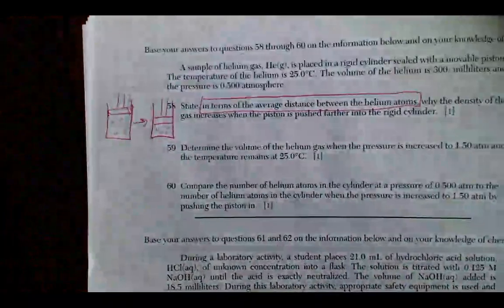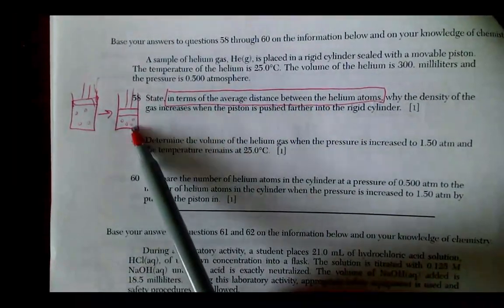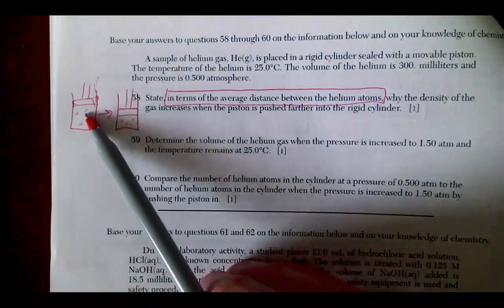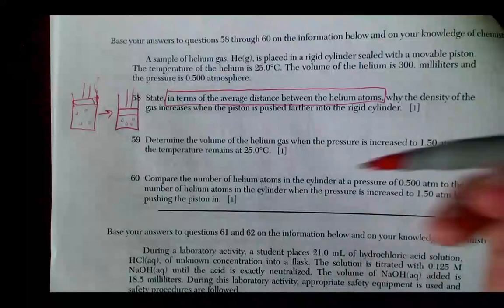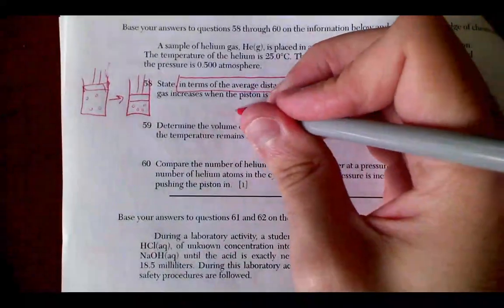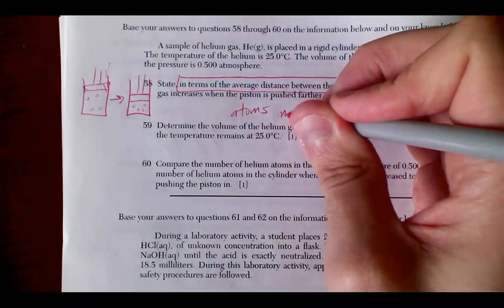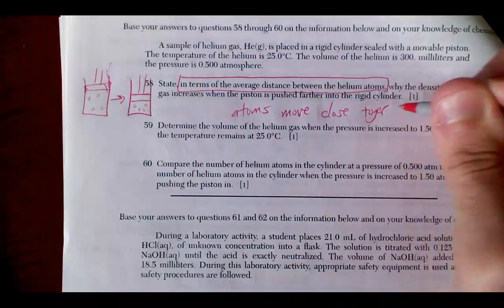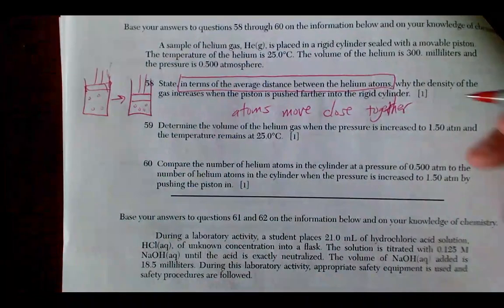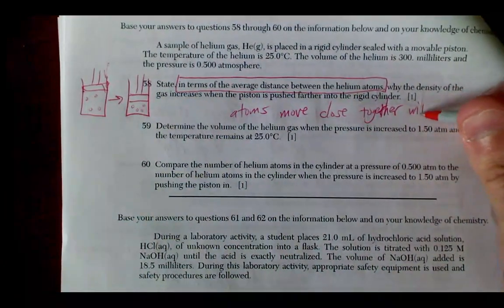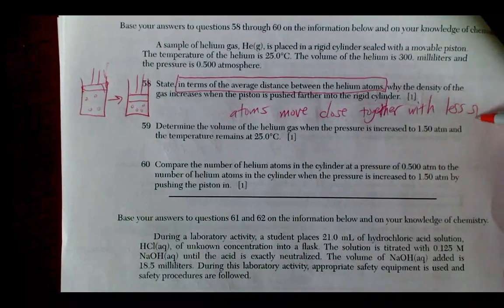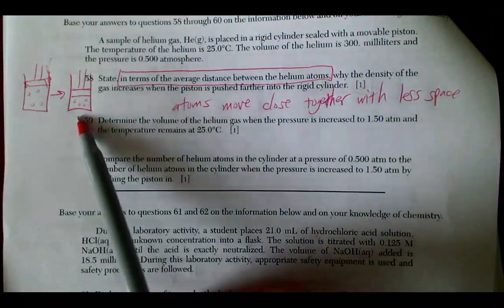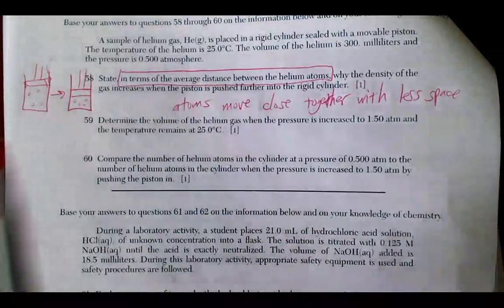So it's asking, why is the density increasing when you do this? Well, it's because they're closer together. That's all it is. Density is how closely and tightly packed things are. If you used to have this much space, now you're pushing down to this much space. The atoms are moving close together. You have less space, so the atoms are going to move close together. Density increases because they don't have as much room to move around. They are closer to each other.